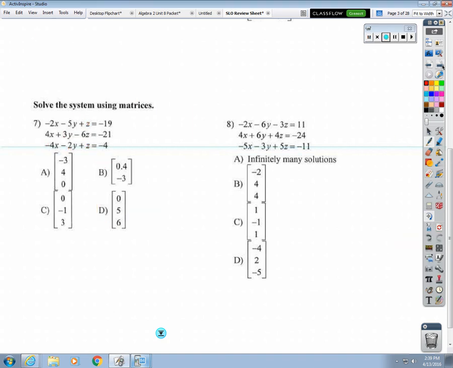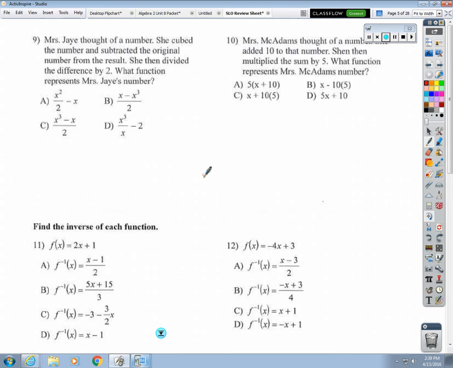Okay, moving on to number 9. Miss J thought of a number. She cubed the number and subtracted the original number from that result. She then divided the difference by 2. What function represents Miss J's number?